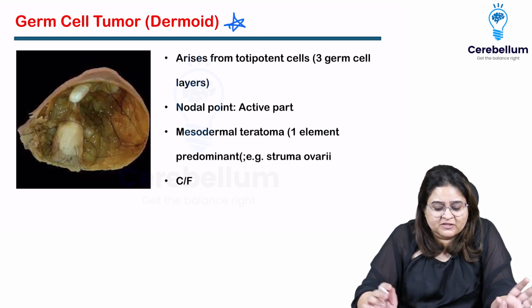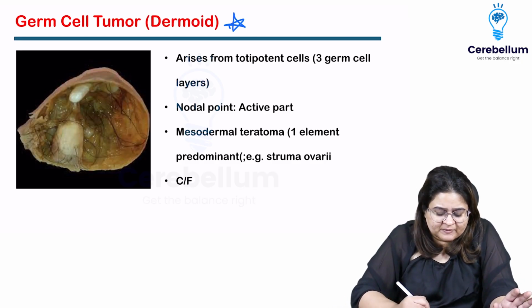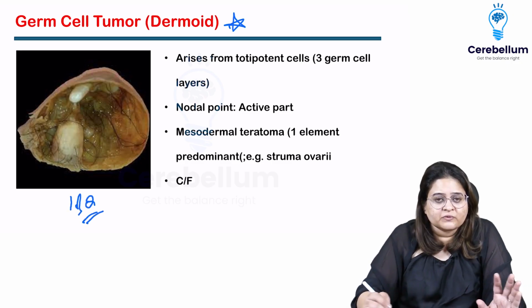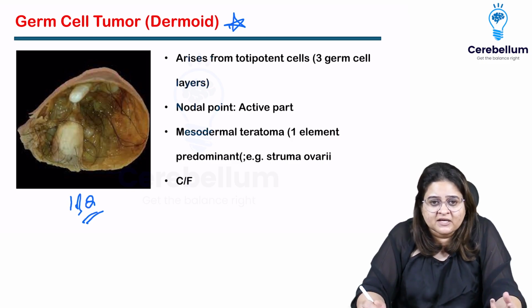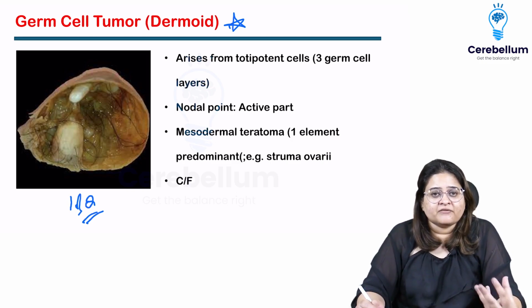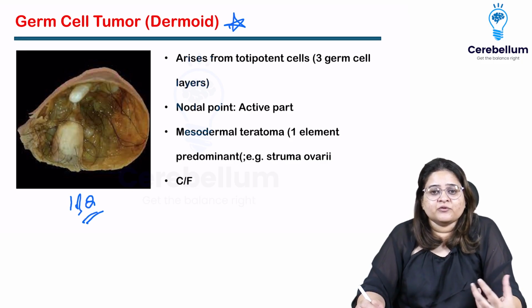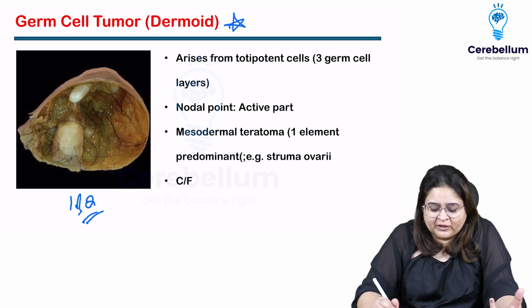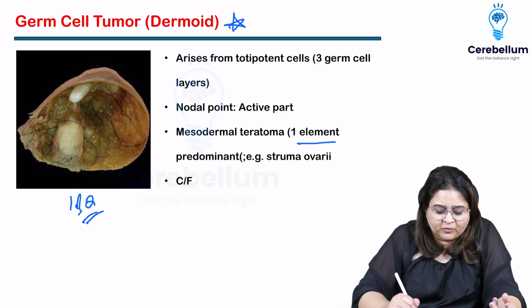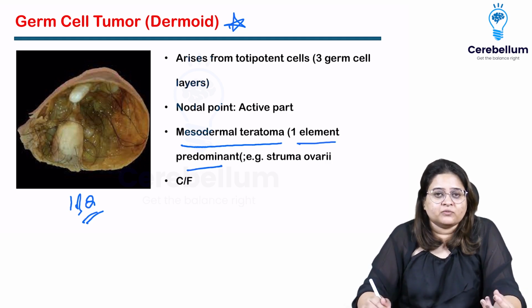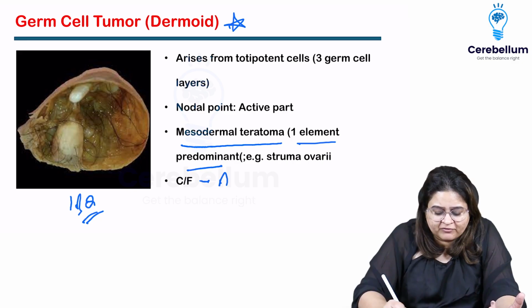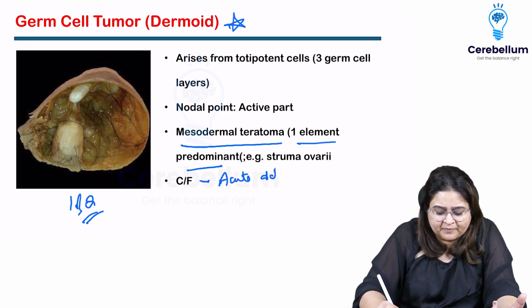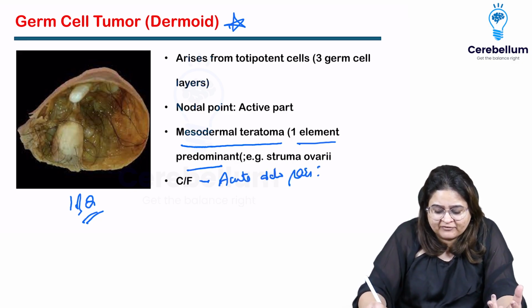Dermoid is where questions are commonly asked. This is a typical image-based question, how it will appear. It has matter from all 3 germ cell layers. So you have sebaceous material, you have hair, you have teeth, you may have thyroid tissue, and when you have one element predominant, it's called a mesodermal teratoma. How will they present? They may be asymptomatic, but very often they present with acute abdominal pain. And this could usually be a torsion.